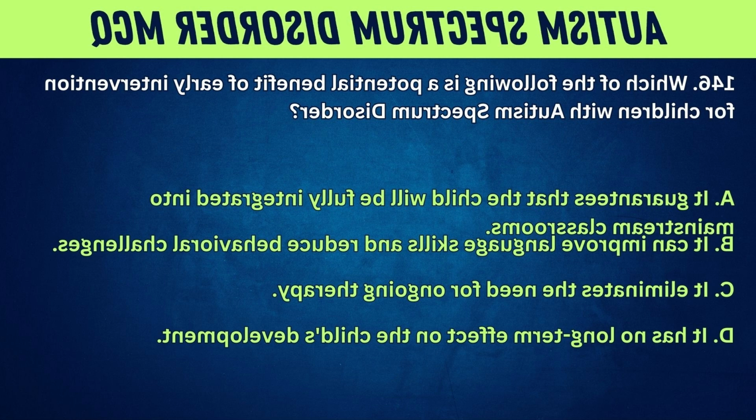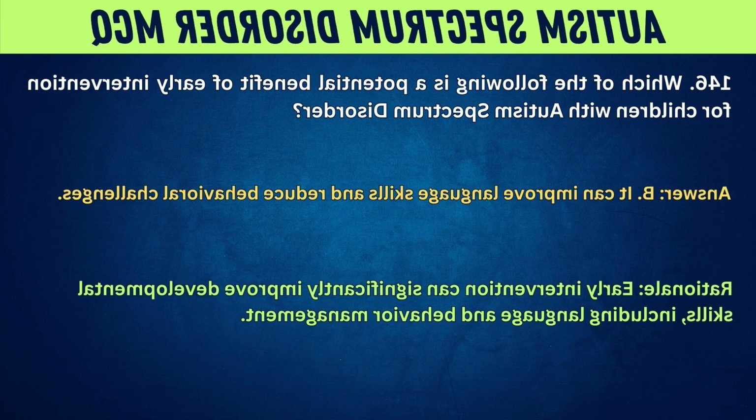146. Which of the following is a potential benefit of early intervention for children with autism spectrum disorder? A. It guarantees that the child will be fully integrated into mainstream classrooms. B. It can improve language skills and reduce behavioral challenges. C. It eliminates the need for ongoing therapy. D. It has no long-term effect on the child's development. Answer: B. It can improve language skills and reduce behavioral challenges. Rationale: Early intervention can significantly improve developmental skills, including language and behavior management.